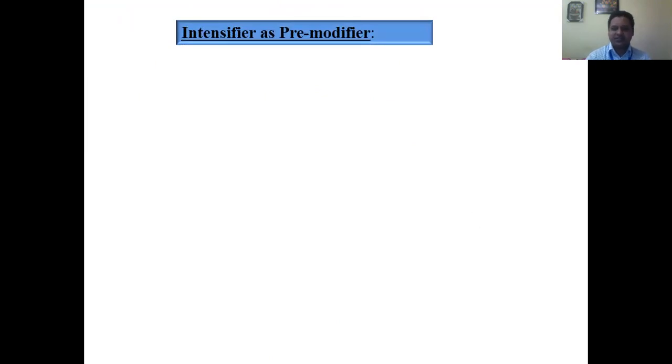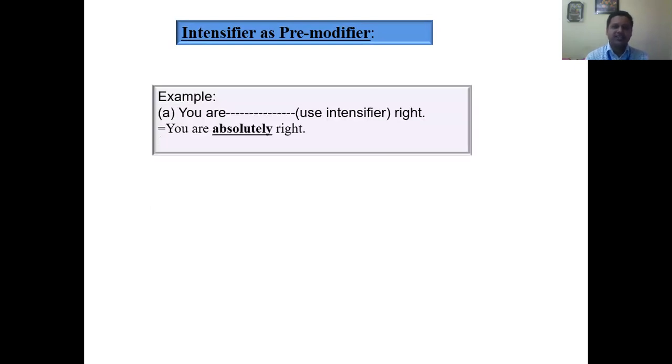Intensifier as pre-modifier. An intensifier is used as a pre-modifier. Example: you are ___ right. You can face this type of question. You are right, but we have to put an intensifier here. Before the adjective, we have to put an intensifier. So I have used: you are absolutely right. So the word absolutely is an intensifier here.